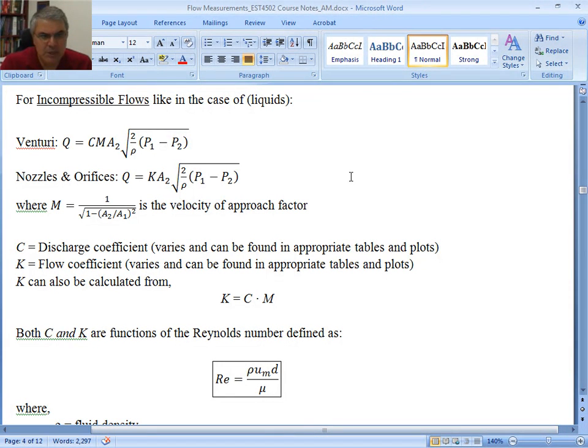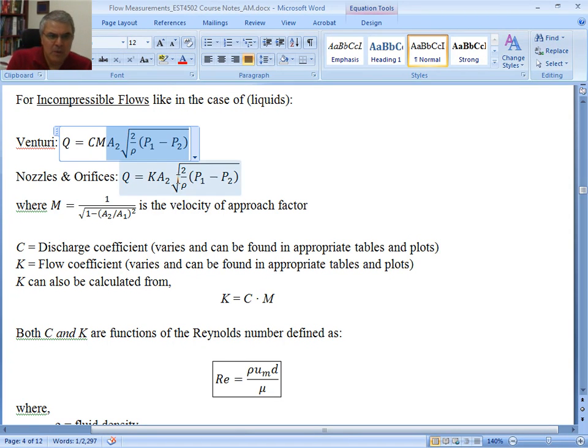if we have Venturi, Q would be C multiplied by M, and I'm going to define what C and M are. You know the A sub 2 is the cross-section area at point 2, P1 and P2 is pressure differential, rho is the density, so the only thing that you may not know at this stage is C and M. If it is a nozzle or an orifice, then Q would be K multiplied by A sub 2. So as you can see, this portion of the equation remains the same with the 2, okay, right?